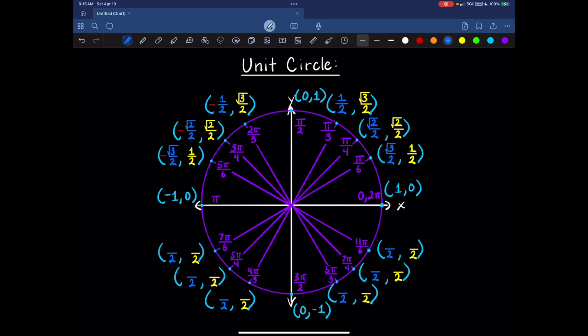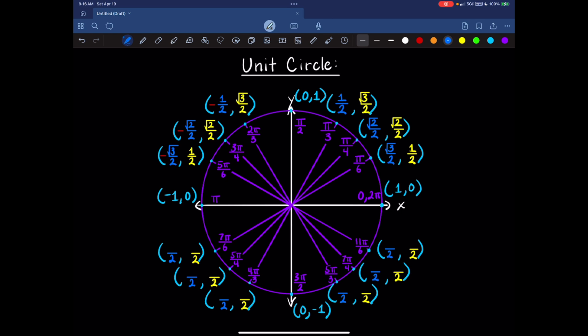Do you remember how I told you to go 1, 2, 3 in the numerator for the x values, and that was going down? And for the y values, go 1, 2, 3 in the numerator going up. Well, now we're going to do the opposite of that for quadrants 3 and 4. So what do I mean by that?